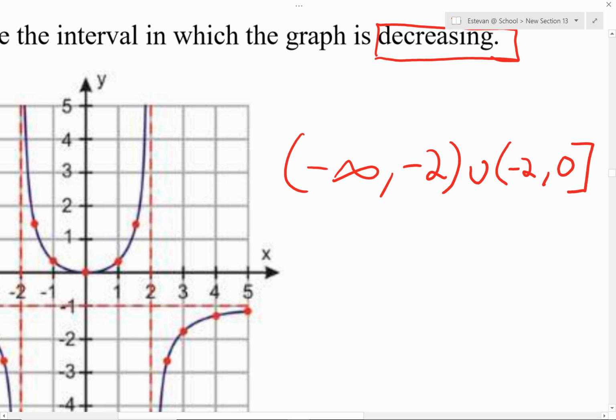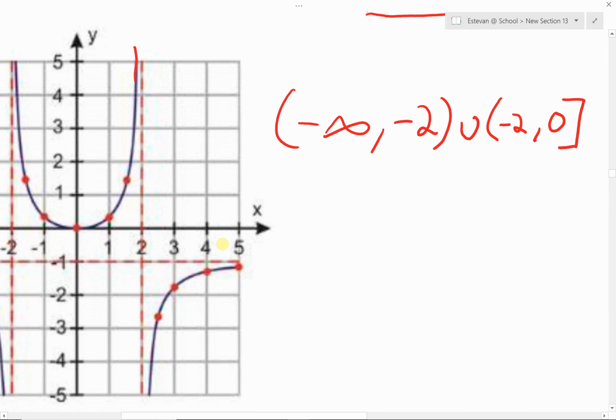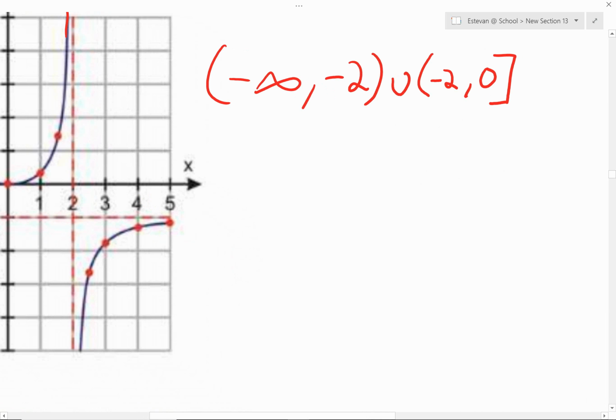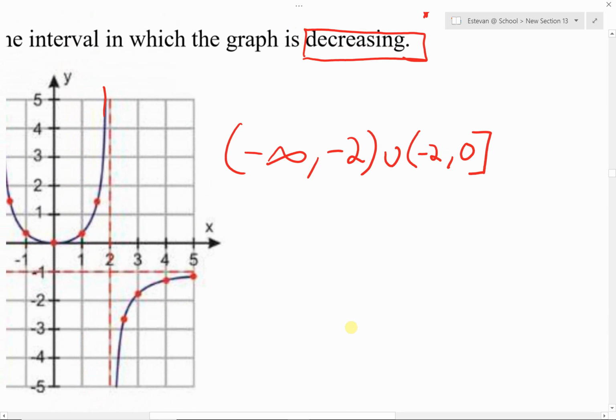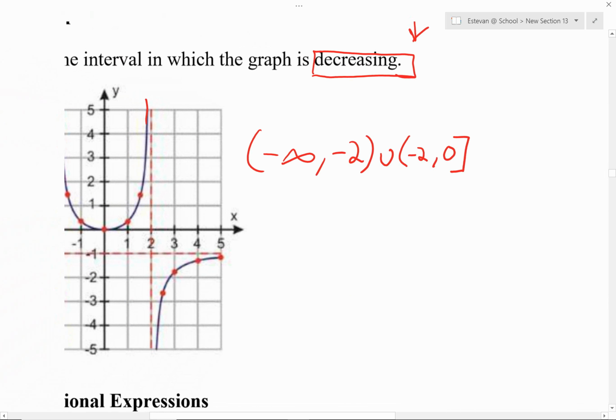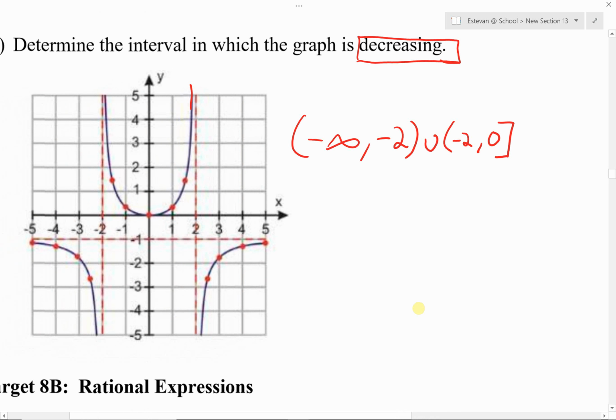Alright, so then after this asymptote, we are jumped back to here, over here, and if you can see here, it also starts to increase. So we don't have to write that interval because we only want decreasing. So the interval is from -infinity to -2, union -2 to 0.